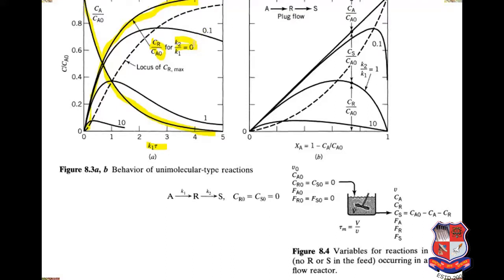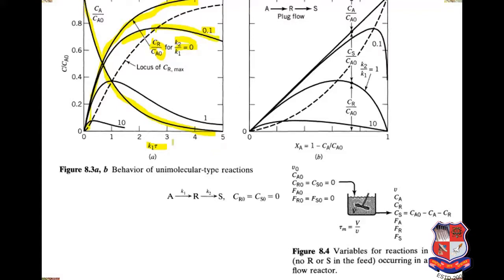For all other values of K2 by K1, whatever small K2 may be, if K2 by K1 is 0.1, you can see that the value of R decreases after some time. This is the maximum concentration it reaches, and the dashed line is the maximum CR value, and after that it decreases.